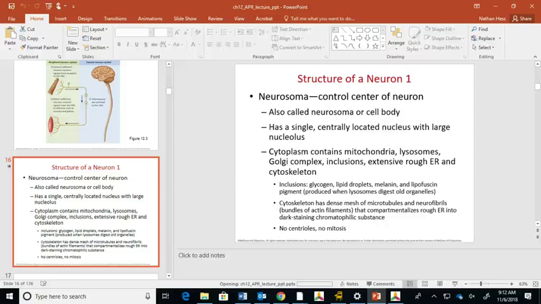One of the interesting things to point out to you is that there are no centrioles in these nerve cells. So these cells do not undergo mitosis. So basically, nerves are the slowest healing of cells. We'll talk about how there is some healing that happens when I see you again tomorrow. But they are very slow growing.